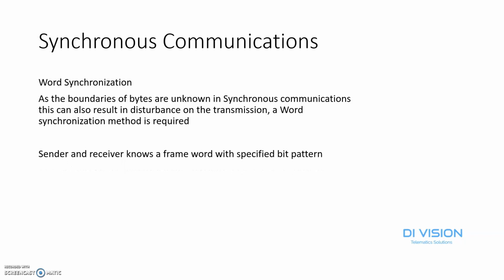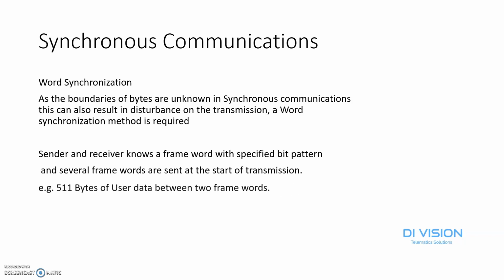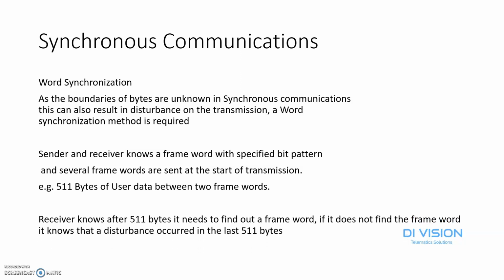So the sender and receiver know a frame word with a specified bit pattern, and several frame words are sent at the start of the transmission to configure the transmission. Let's take an example here. If you have 511 bytes of user data to send, you would send it between two frame words. When the receiver gets the first frame word, it would wait for 511 bytes. After that, it would look for the next frame word. If it doesn't find that frame word after the specified 511 bytes, the receiver knows that a disturbance has occurred in the last 511 bytes.